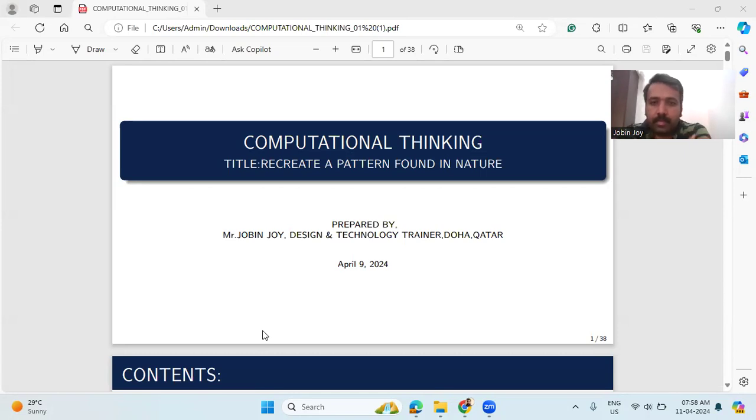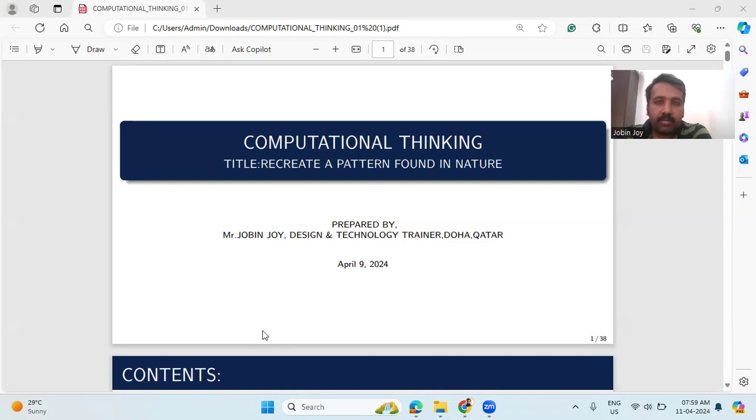Good morning. The main objective of this session is to give an awareness about what is computational thinking and what is the advantage of implementing computational thinking in educational institutions such as schools, colleges, etc. through an activity called recreate a pattern found in nature.